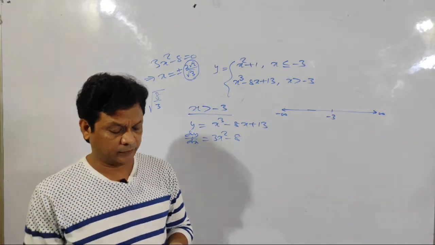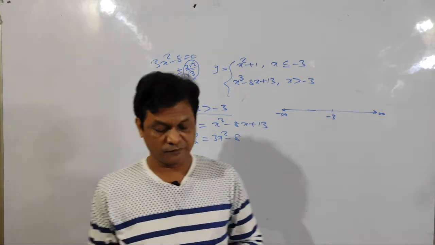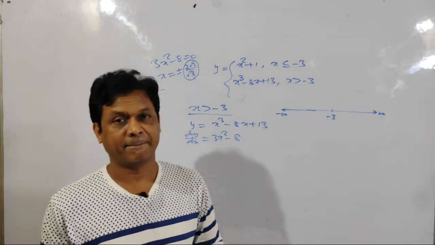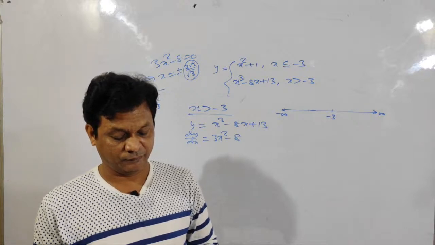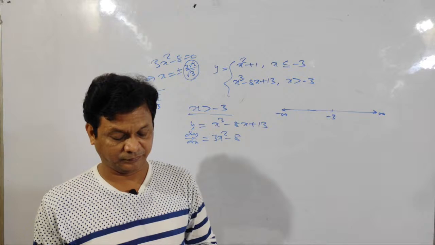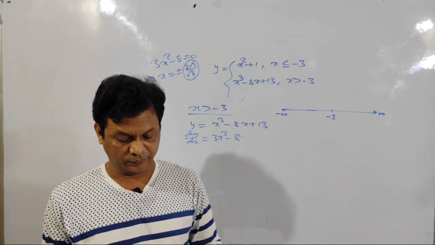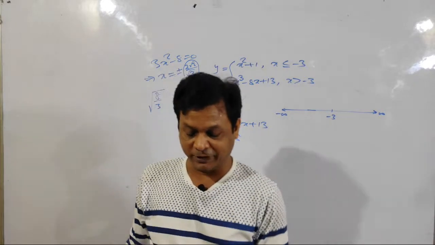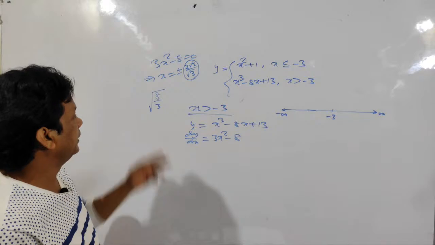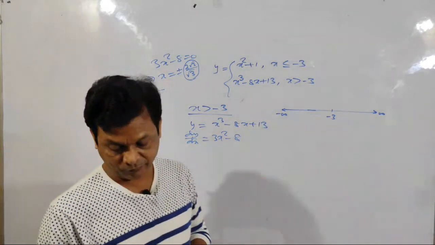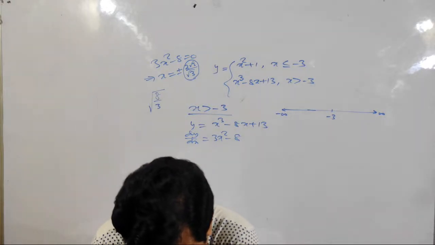What is the value of root 8 by 3? No one can say. 0.94. Satyajit is saying that 2 point something. How? Square root is there. 2 point something is 8 by 3 and the square root is there. And Sivsundar is telling us 0.94. It is also wrong.